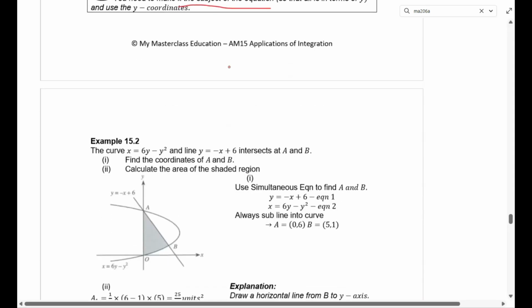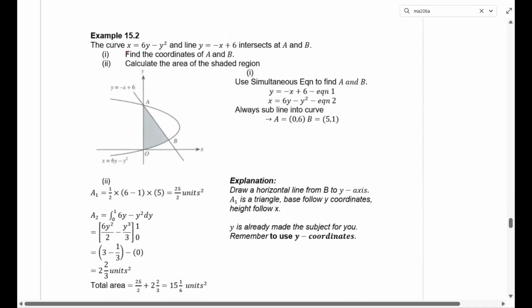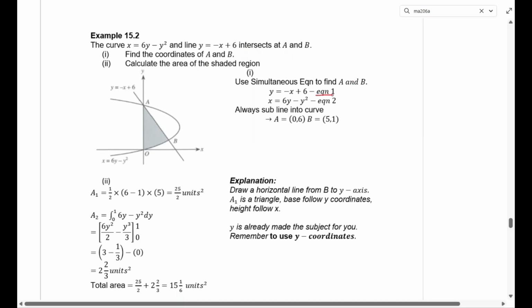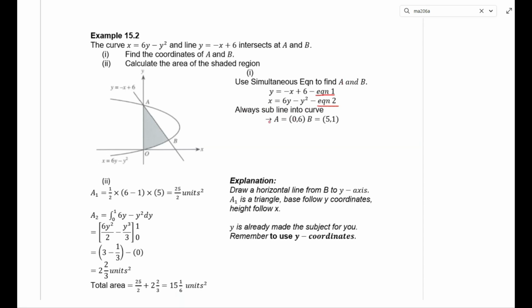Now we'll look at example 15.2. So we have a curve x equals 6y minus y squared and the line intersecting at A and B. Find the coordinates of A and B. So we'll be using simultaneous equations to find A and B. You have your equation 1, which is just the equation of your line, and your equation 2, the equation of your curve. So we always sub line into curve. So we'll sub equation 1 into equation 2. And then you end up with A equals (0, 6) and B equals (5, 1).